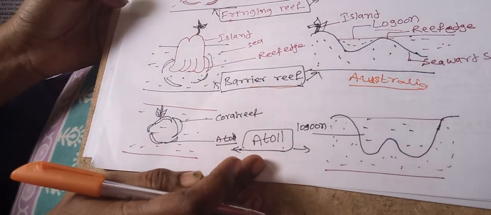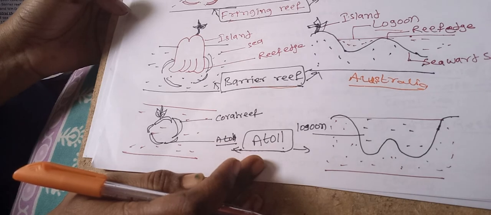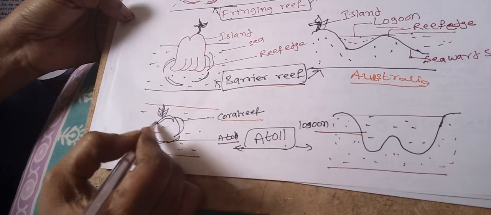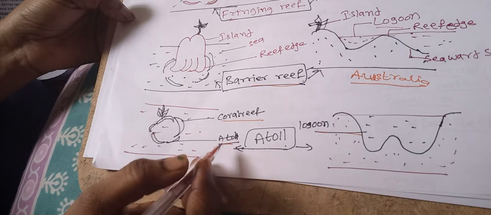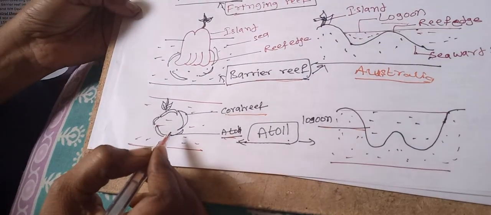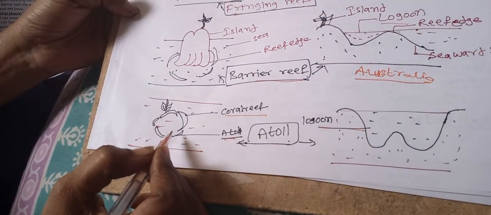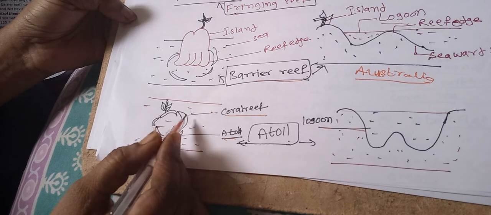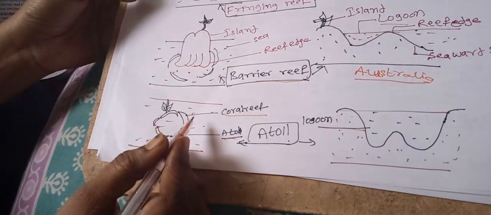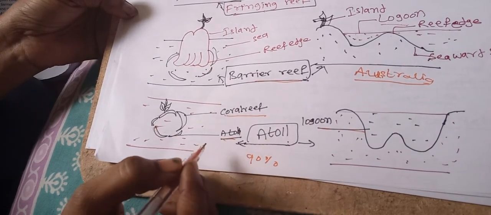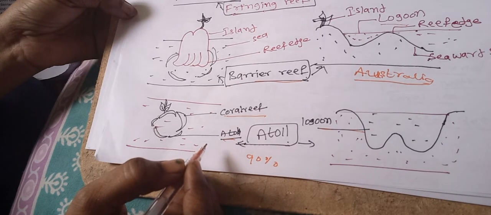Very important, atoll. It is also termed as a coral island and lagoon island. This is the lagoon, okay, coral reef. This is the atoll. Very important. It is circular or horseshoe shaped. In the Indo-Pacific region, thousands of atolls form nearly 90% of coral formation. The largest atoll of the world is Suvadiva of the Maldives.